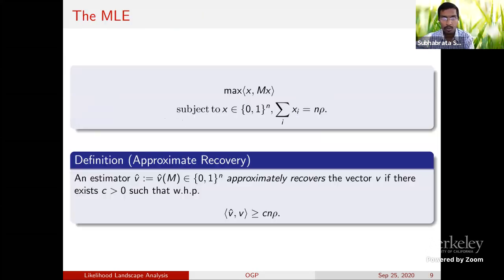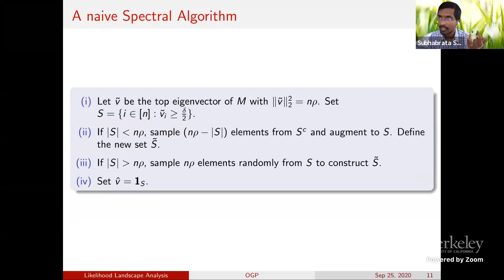However, if you go back and look at our maximum likelihood problem, you see that this is a discrete optimization problem. As such, we don't quite know of a natural way to do this efficiently. So you might ask what simple algorithms I can use. A simple algorithm would be a naive spectral algorithm that would look at the top eigenvector of this matrix and round its entries suitably to construct a binary vector with exactly n rho many ones.